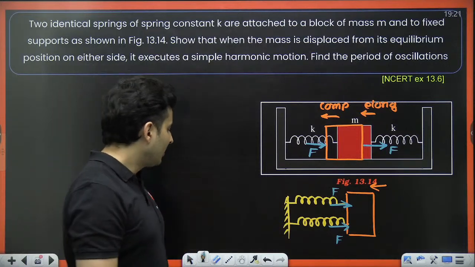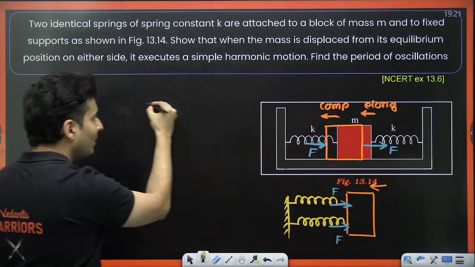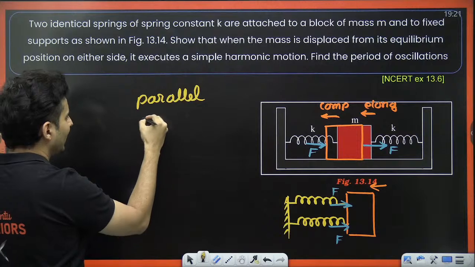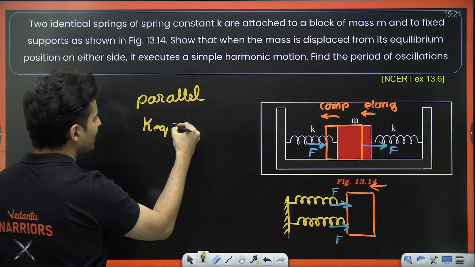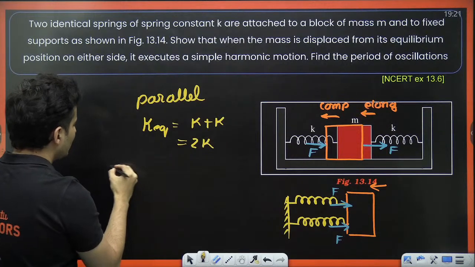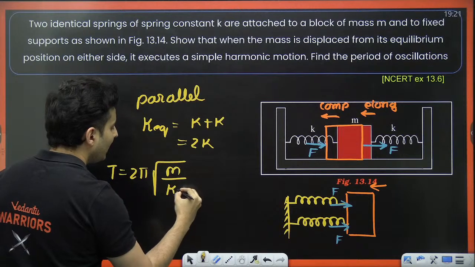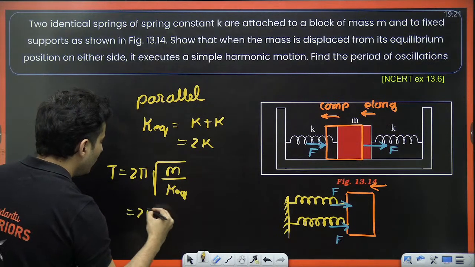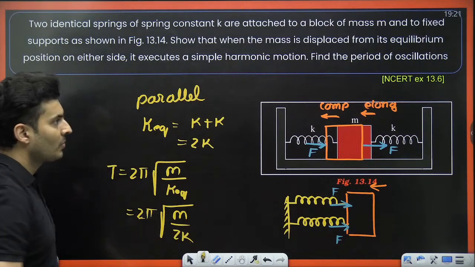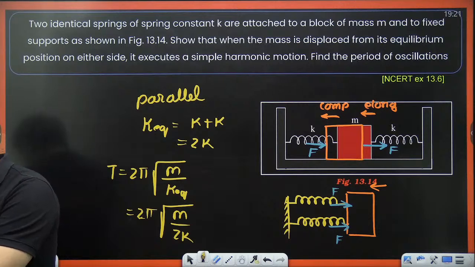So happy. Yes. So what do you see, guys? Aren't these two diagrams the same? What does it mean? It is definitely in parallel, and in parallel the equivalent spring constant will be just k plus k, which is basically 2k. So the time period, which is 2 pi under root mass by equivalent k, will be 2 pi under root m by 2k. That is the answer. That is how you solve this exercise 13.6. Got it?